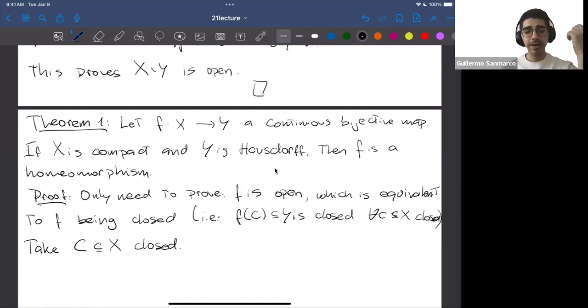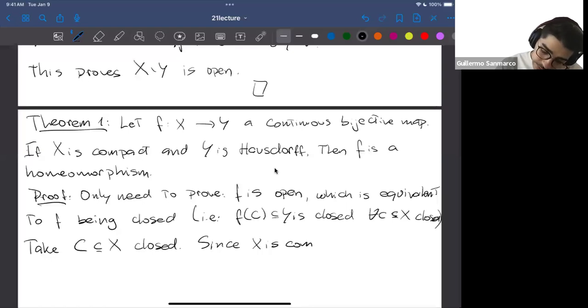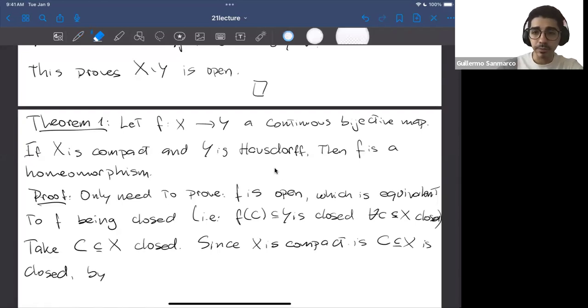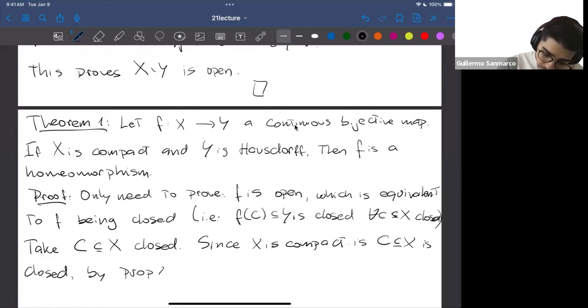And what we can do now is we just want to use our theorems from last time. So our X is compact. We know from last time that if you are a closed subset of a compact space, you are compact yourself. Since X is compact and C inside of X is closed, by proposition 3 from last time, C is compact.